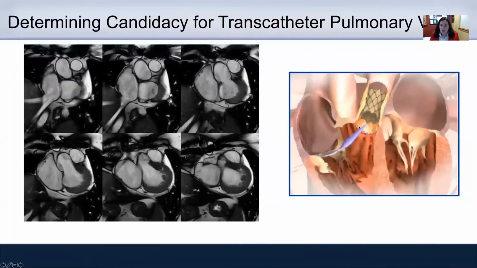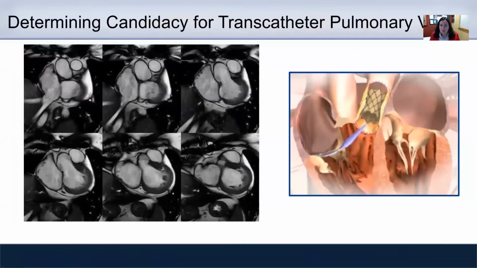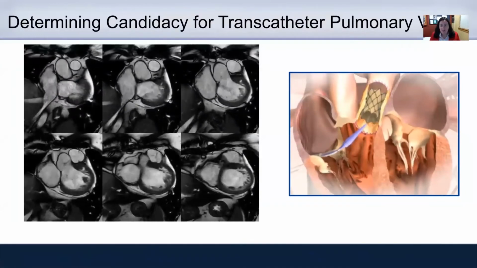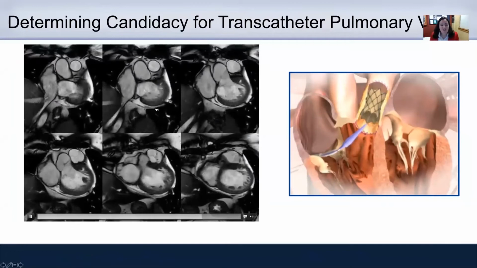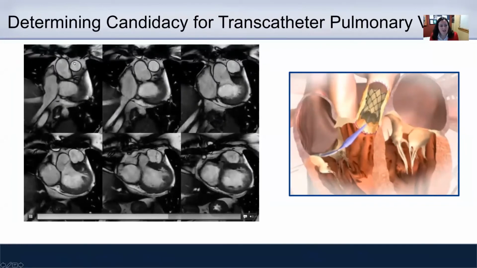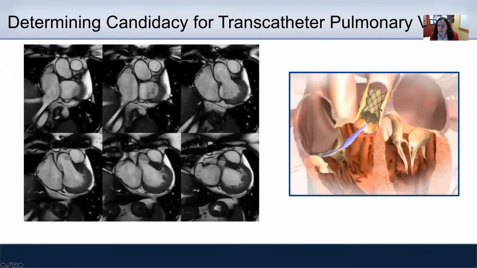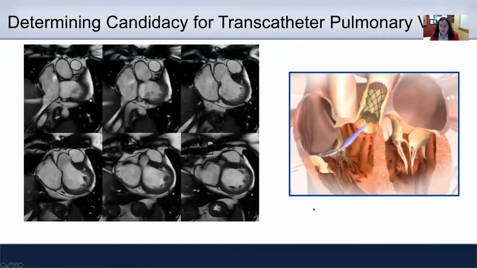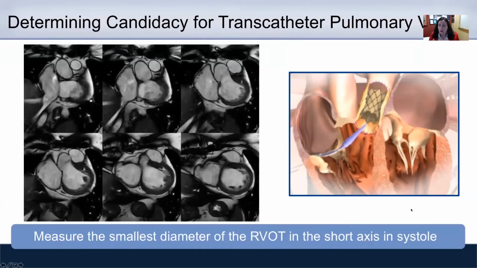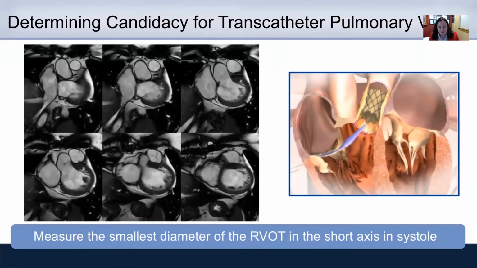So we are using MRI quite a bit, not only to determine timing, but also the type of pulmonary valve replacement. You will recall in that protocol, I mentioned doing specific imaging of the right ventricular outflow tract. You can see here in these Cine images, we're looking at a cross section of that RVOT. What we do is help determine whether or not a patient may be suitable for a transcatheter pulmonary valve replacement. In our lab, one of the ways to do this is to measure the smallest diameter of that right ventricular outflow tract in the short axis in systole, as shown here.